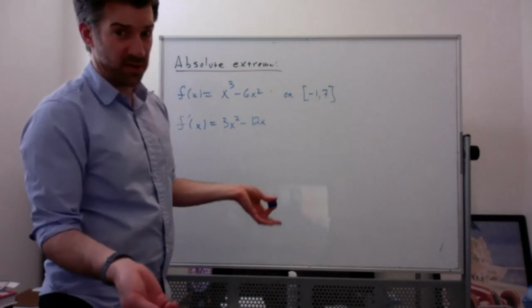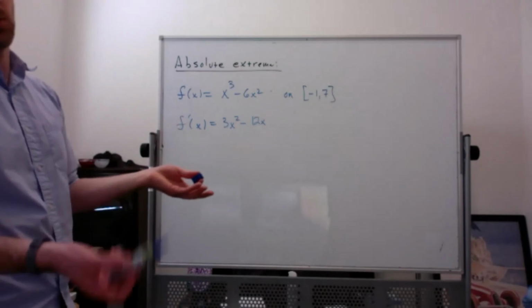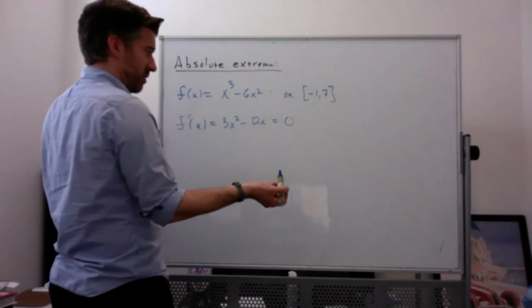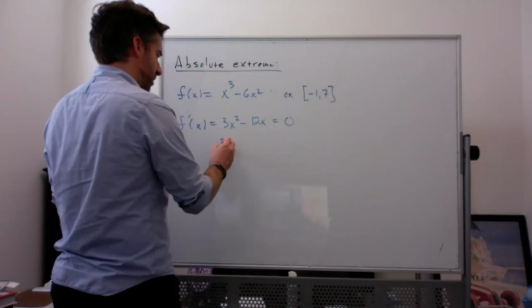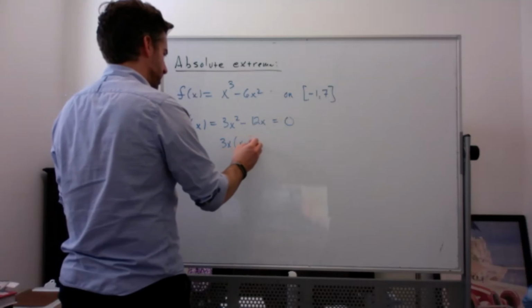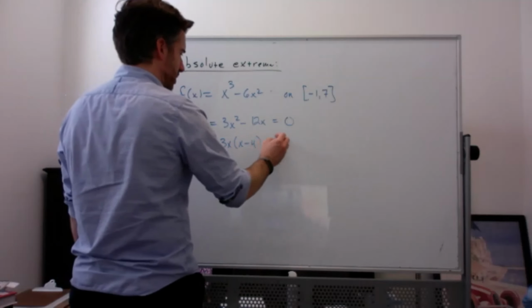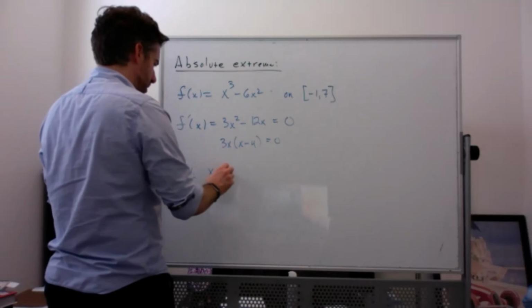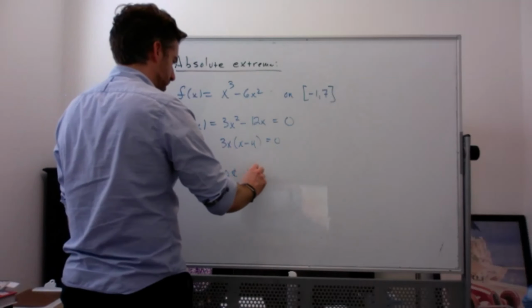It's clearly never undefined, right? There's no division by 0, there's no square roots, there's no natural logs or any logs. So I'm just going to see where it's equal to 0. I'm going to factor out a 3x: 3x times x minus 4 equal to 0. So my critical values are x equal to 0 and x equal to 4.